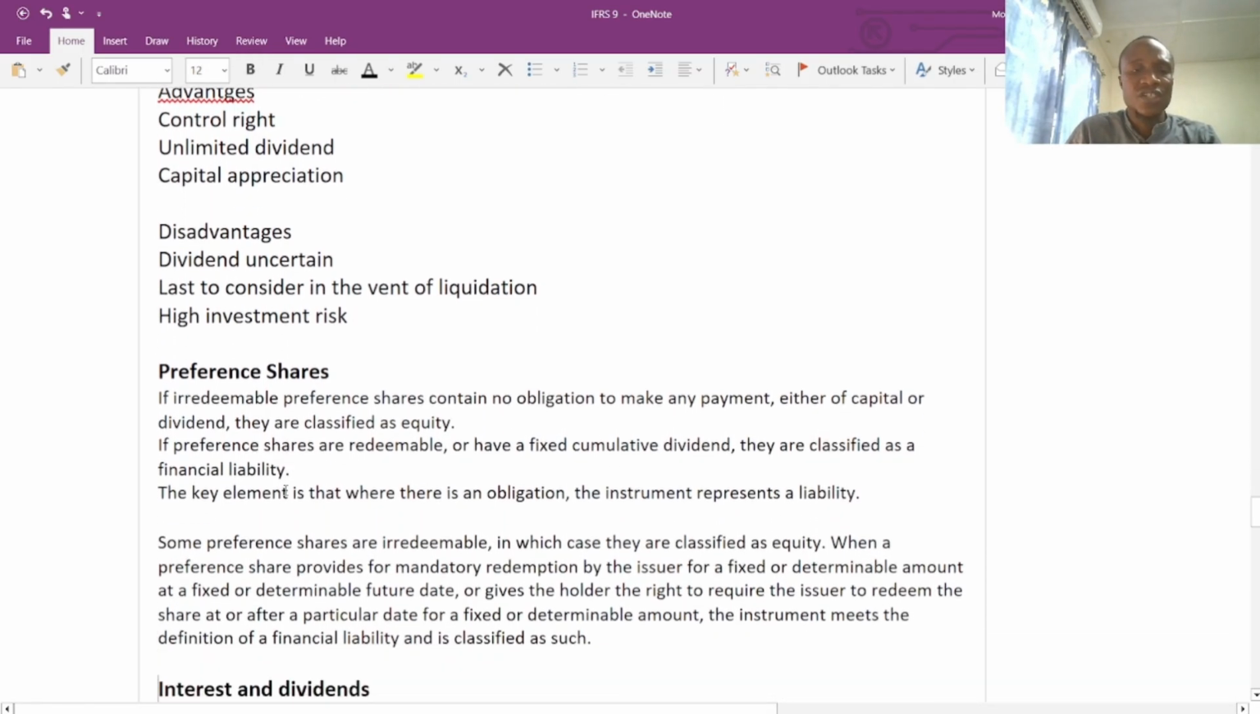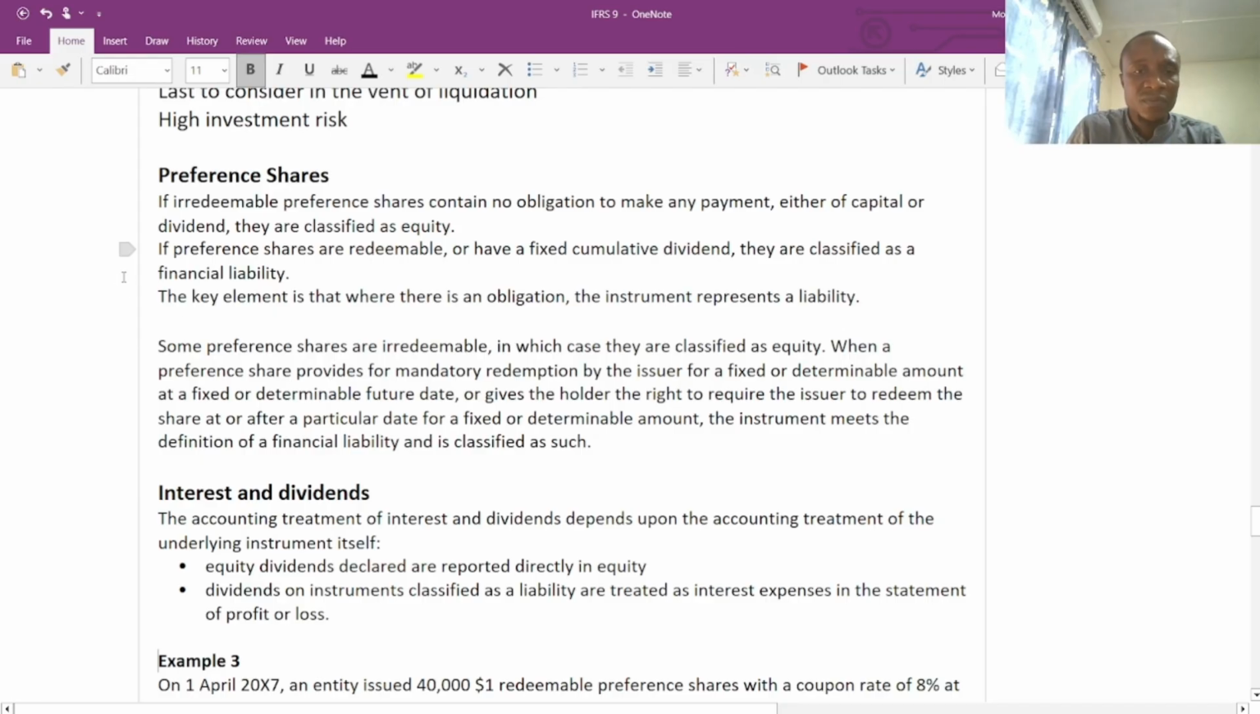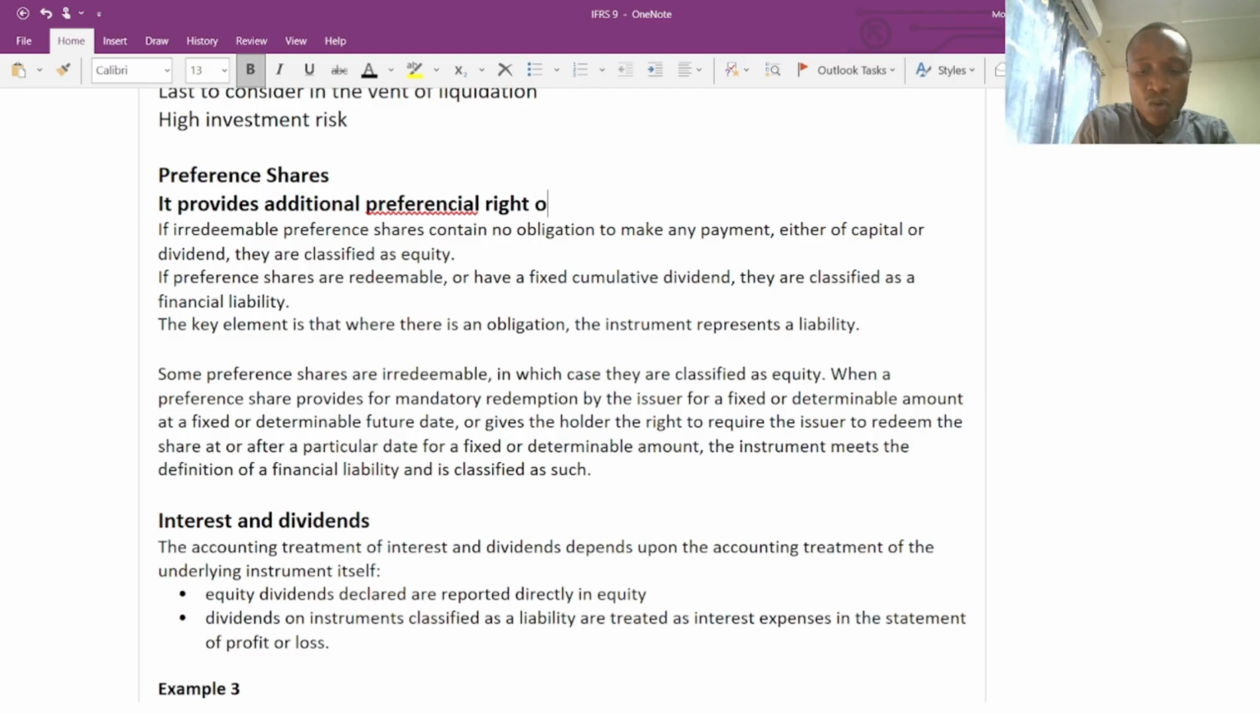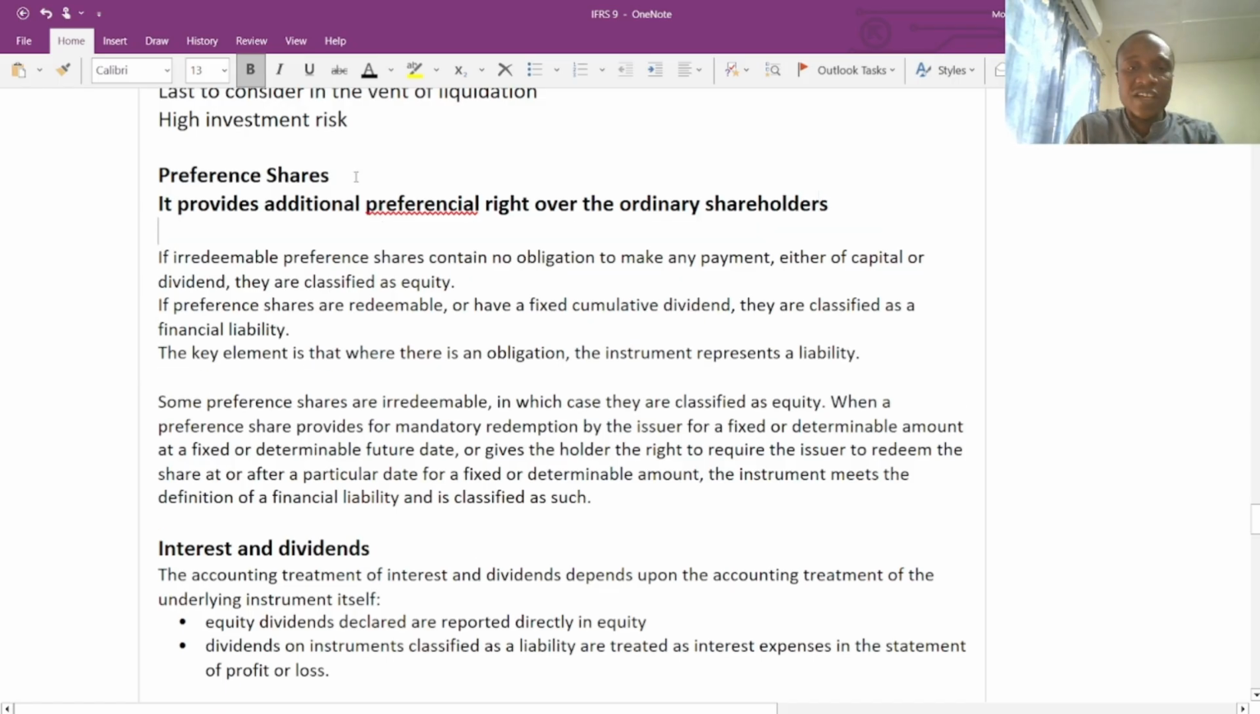Now, what is preference shares? When we are talking about preference shares, preference shares are shares that give additional preferential rights over the ordinary shares. So it provides additional preferential rights over the ordinary shareholders. Very important concept. It provides additional preferential rights.